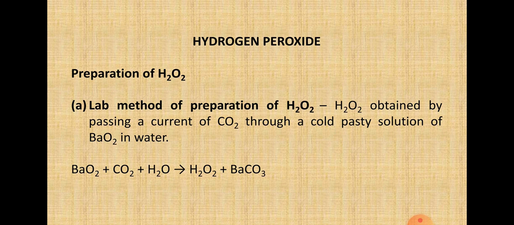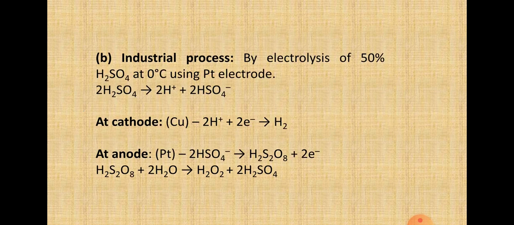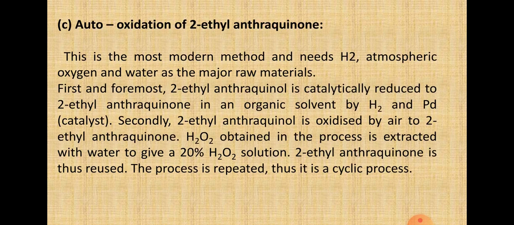It can be obtained by passing a current of carbon dioxide through a cold pasty solution of barium oxide in water. And industrially, we can prepare it by electrolysis of 50% sulfuric acid at 0 degrees centigrade using platinum electrodes. Okay, you can write the cathode and anode reactions.